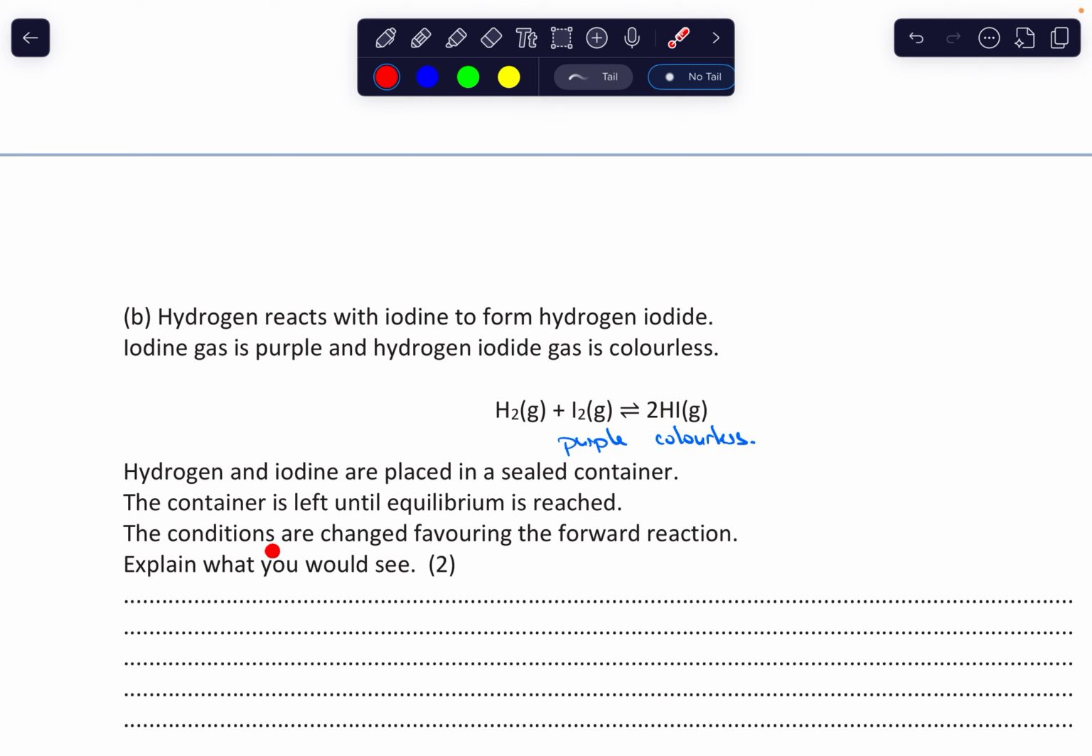The conditions are changed favouring the forward reaction, so they're making this go in that direction. Explain what you would see happening. So if I make this reaction go forwards, I'm actually going to have fewer iodine molecules in the sample. If I've got fewer iodine molecules in the sample, then this purple colour will start to fade, because it's going to become the hydrogen iodide, which is colourless. And that's all we've got to say to get the marks in this question.